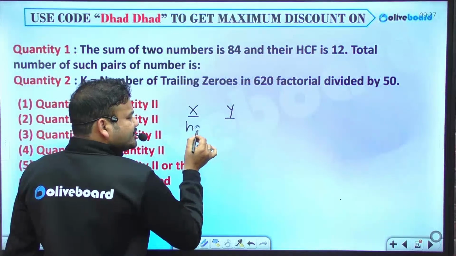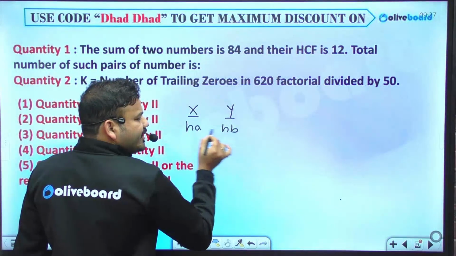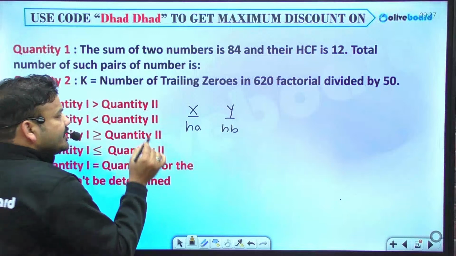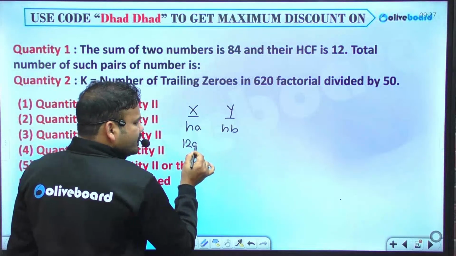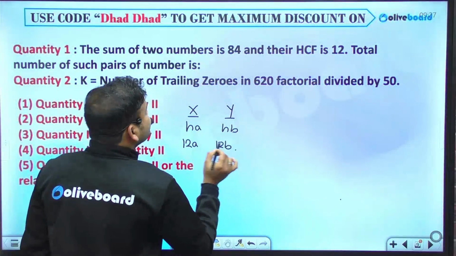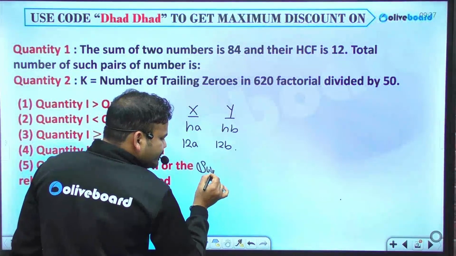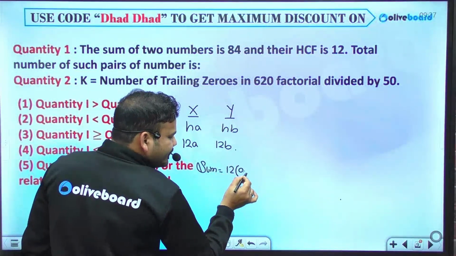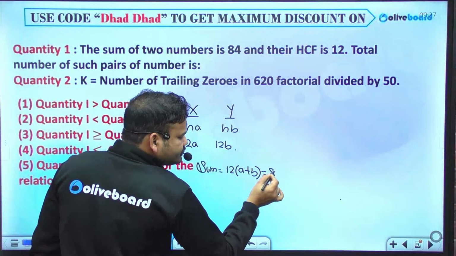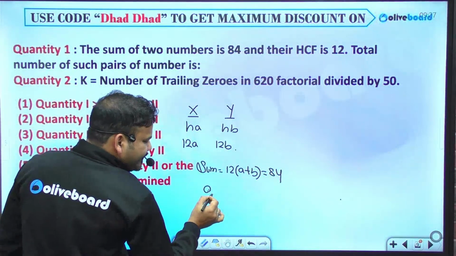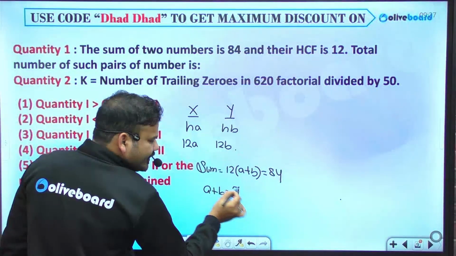What is H? H is the HCF. And what is A and B? A and B are two co-prime numbers. ठीक है, HCF is 12, so we can write the numbers as 12A and 12B. Now what is given? Sum of numbers is 84. तो sum निकाल दो. तो sum of the numbers क्या हो जाएगा आपका? 12 times of A plus B. This particular value is given as 84. ठीक है, तो A plus B की वैल्यू कितनी होगी? दिस इज 7.